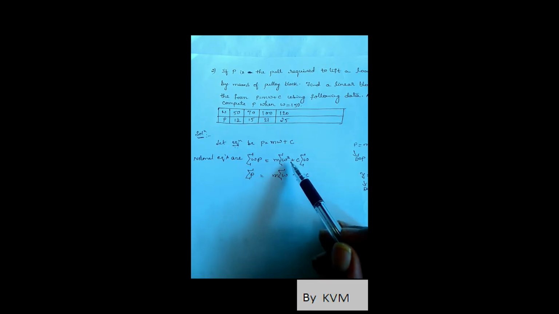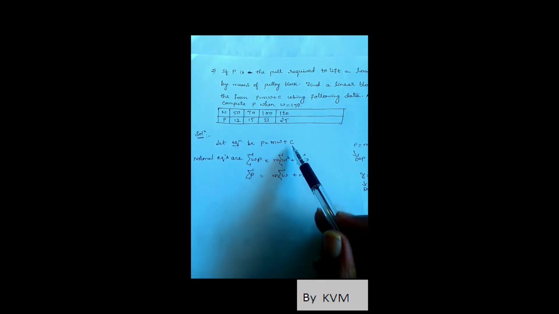So now let us take the linear equation P equals m into W plus c. The normal equations are: the first normal equation is to multiply W on both sides and then take sigma. So the first normal equation becomes sigma WP equals m into sigma W square plus c into sigma W. For the second normal equation, since the second term is constant, write down the equation as it is, then take sigma. So the second normal equation becomes sigma P equals m into sigma W plus n into c. Now seeing these two normal equations, construct the table.